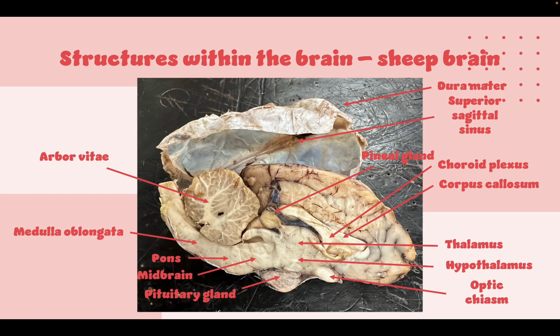You'll also be able to see the cerebral hemispheres, the right and left, when you put the sheep brain together, and also the longitudinal fissure. I just didn't get a picture of it, so I'm sorry, but it's pretty much the same as the human brain.